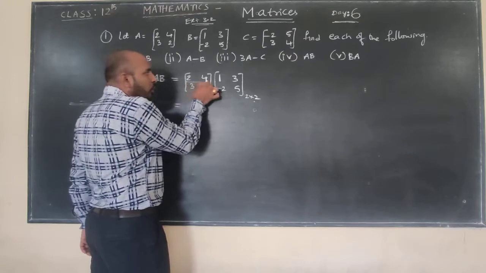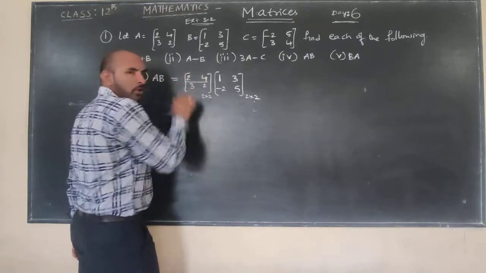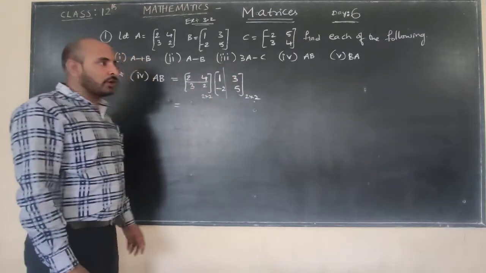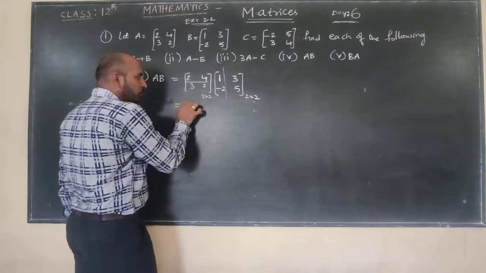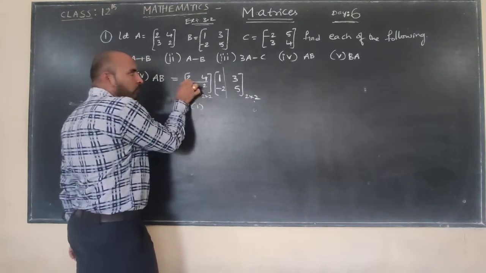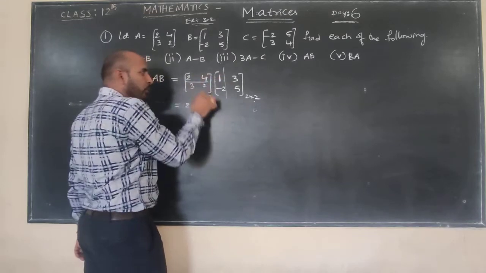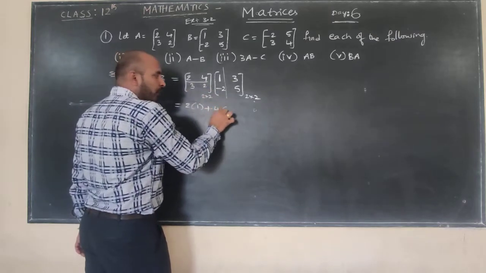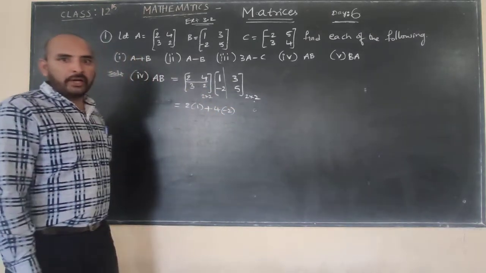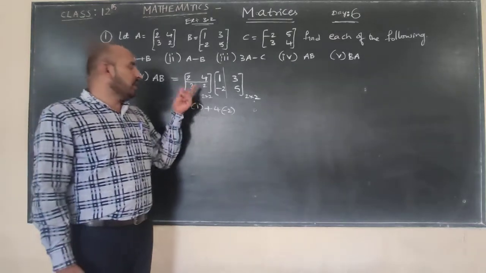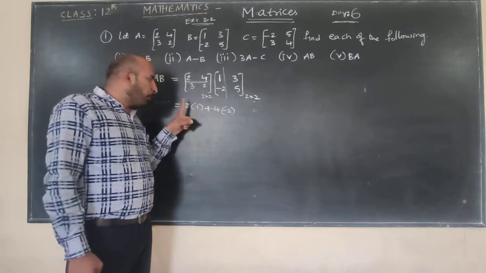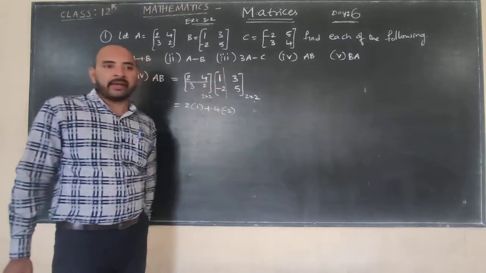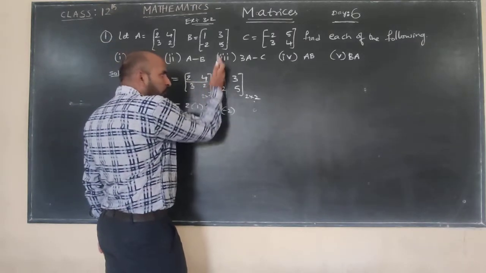So let us take the first row of the first matrix and the first column of the second matrix. So 2 into 1, first row first element with first column first element, 2 into 1, plus 4 into minus 2. According to the definition of matrix multiplication, it is the sum of the products of the ith row in the first matrix and the jth column in the second matrix. Now, first row, first column completed.